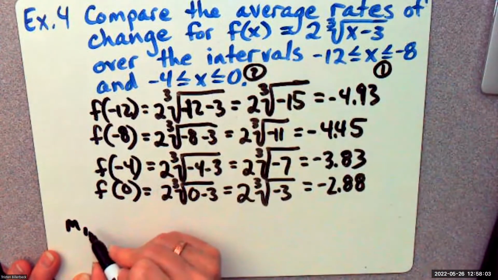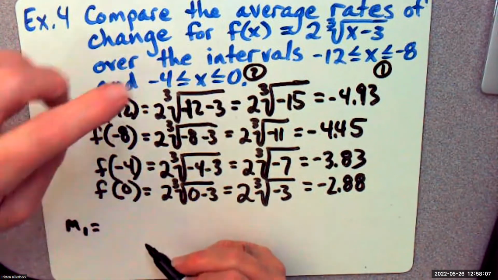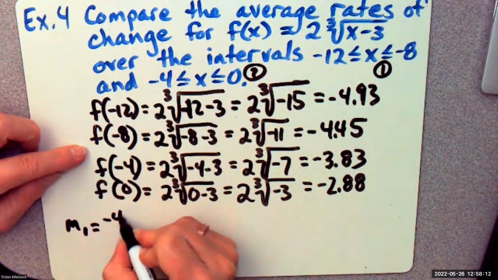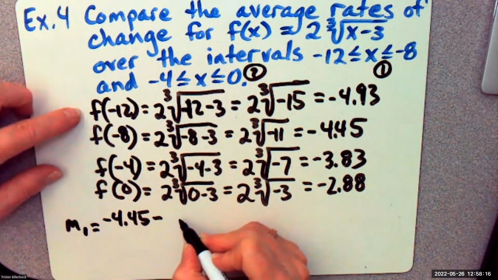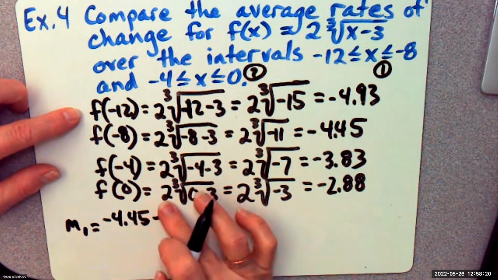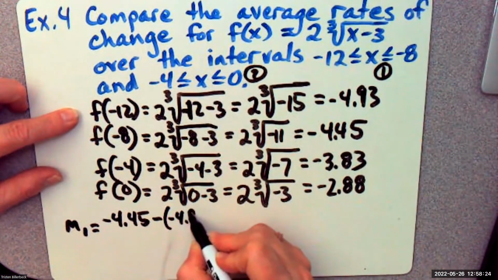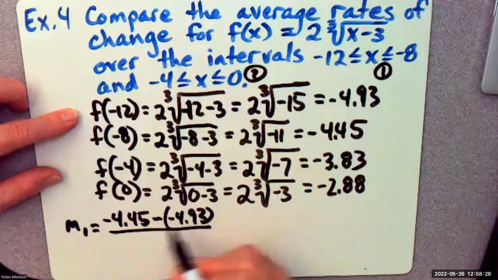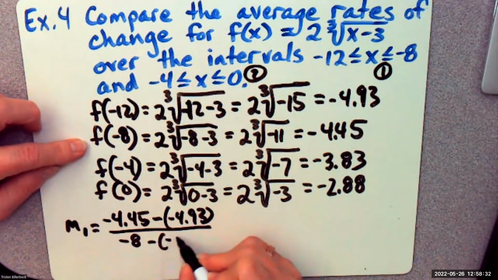All right, so for the first one, let's do M1 for interval 1 is this one, and interval 2 will be that. So we're going to take negative 4.45 minus the negative 4.93, over negative 8 minus negative 12.